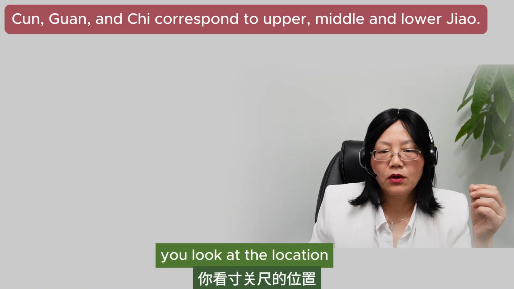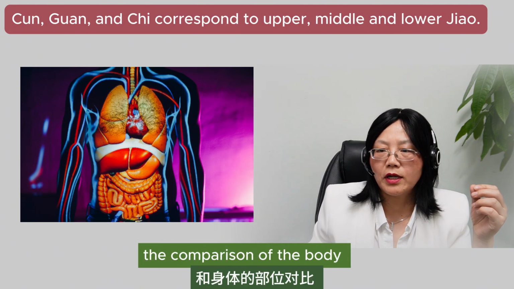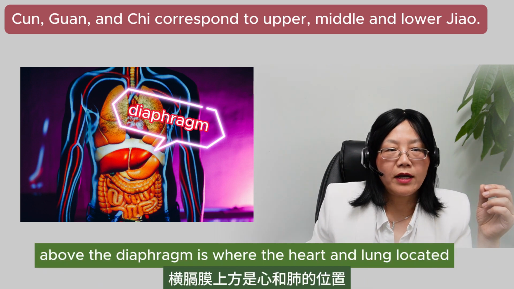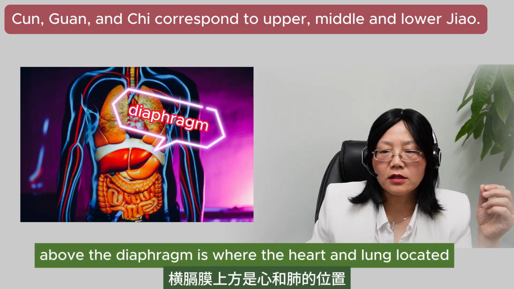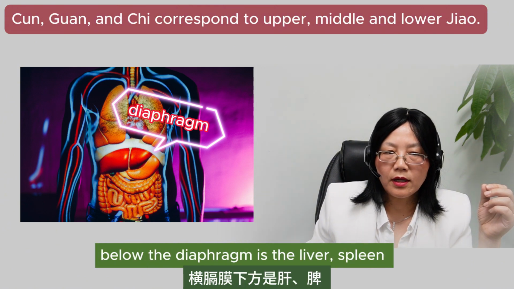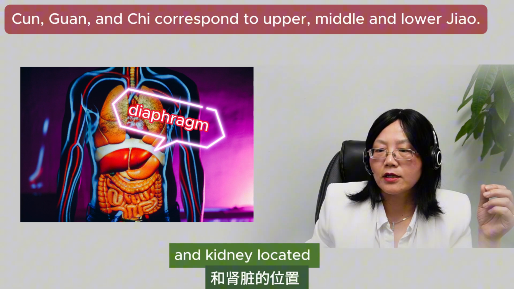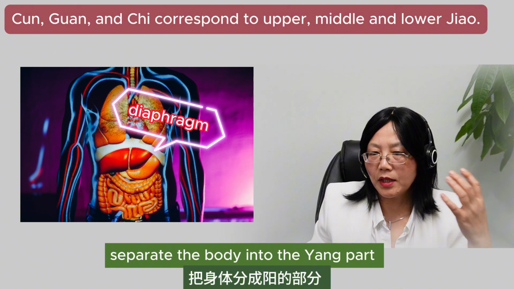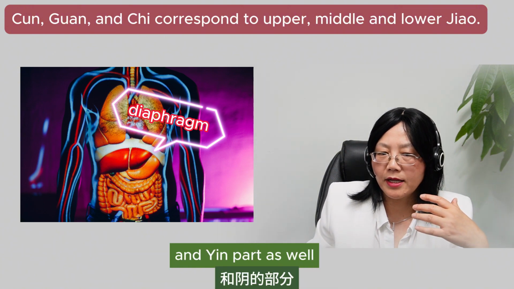Look at the location, the comparison to the body. In our body, there's a diaphragm. Above the diaphragm is where the heart and the lung are located. Below the diaphragm are the liver, spleen, and the kidney. This diaphragm separates the body into the yang part and the yin part as well.